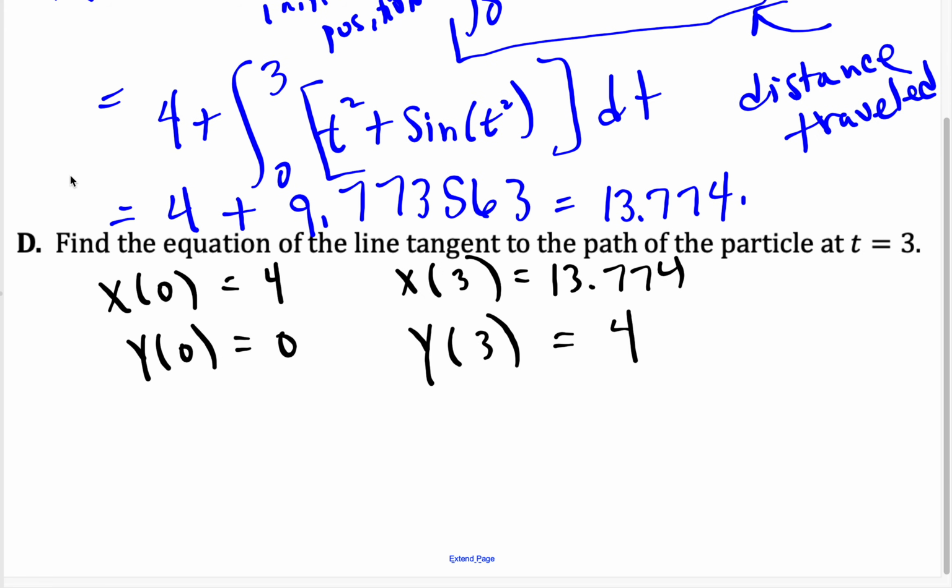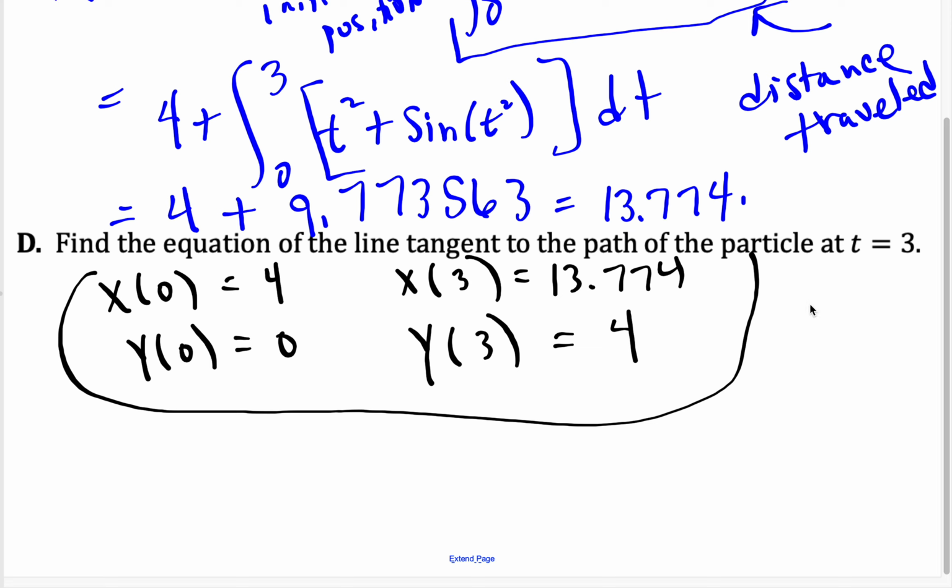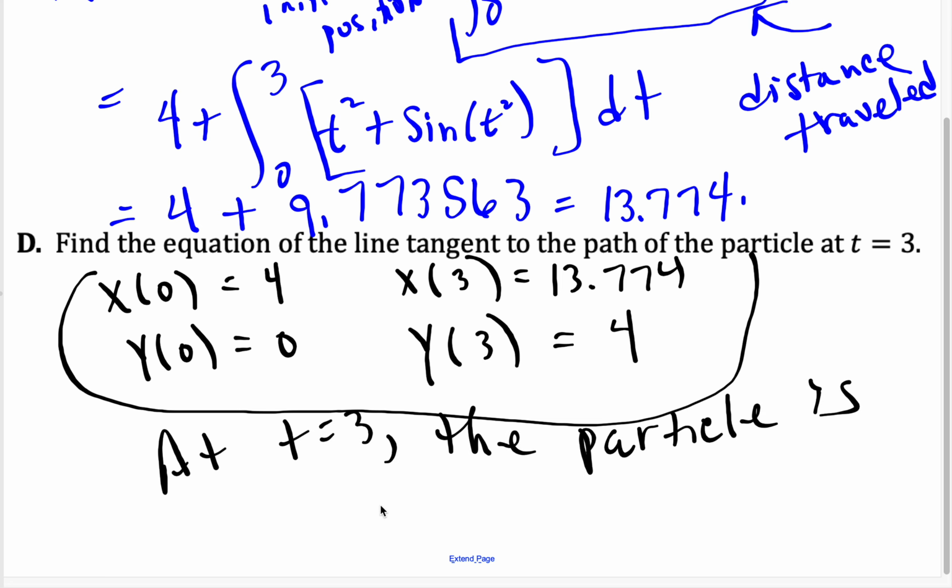Okay, last but not least. So here, this is all the answer to part C. This is the position of the particle. So at t equals 3, the particle is at 13.774, comma 4. That is the position.